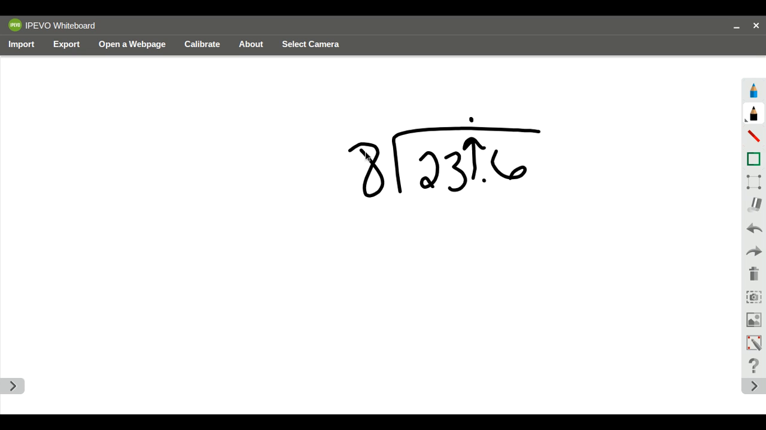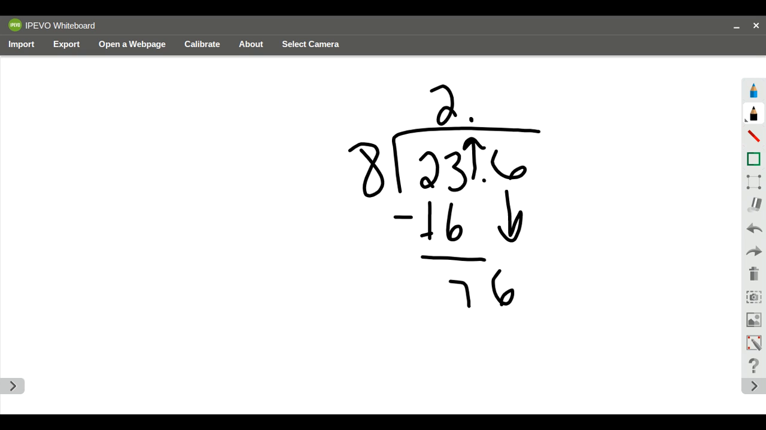And then I look at how many times 8 can go into 23. So 8 goes into 23 2 times. 8 times 2 is going to be 16. And when I subtract, I am going to get 7 left over. I'm going to bring down the 6. And then what I'm going to do is I have 8 goes into 76.